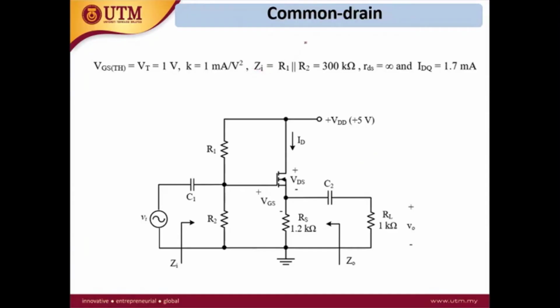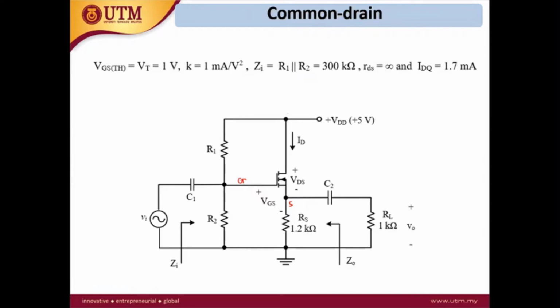Our last configuration is common drain. So this is a common drain configuration. The input here is connected to the gate, and the output here is connected to the source. So drain is the unused terminal. So this is a common drain.